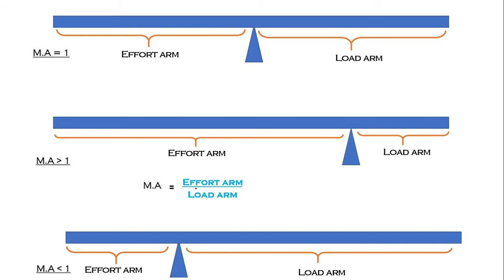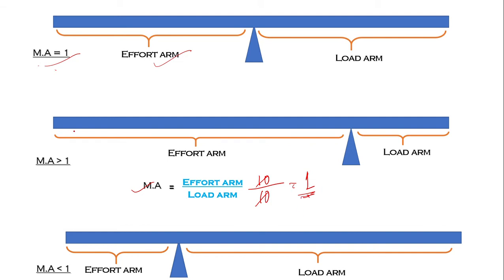So in the first scenario over here, say for example effort arm is 10 and load arm is 10, in that case the 10s get cancelled, it becomes 1. So mechanical advantage is equal to 1. In this case it just balances. So mechanical advantage becomes 1.